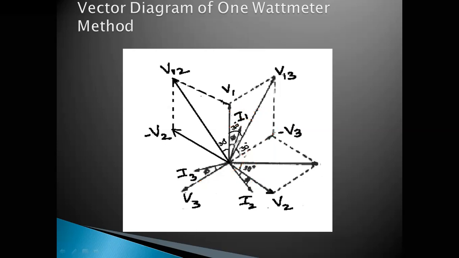So here we have the angle between V1 and V13 as 30. The angle between V13 and minus V3 is also 30. We are trying to find out the angle between V13 and I1, because the voltage across the pressure coil is V13 and the current through the current coil is I1. So what is the angle between V13 and I1? It is this one. So what is this? The angle between V1 and V13 is 30 minus the angle between V1 and I1, which is phi. So this angle is 30 minus phi.